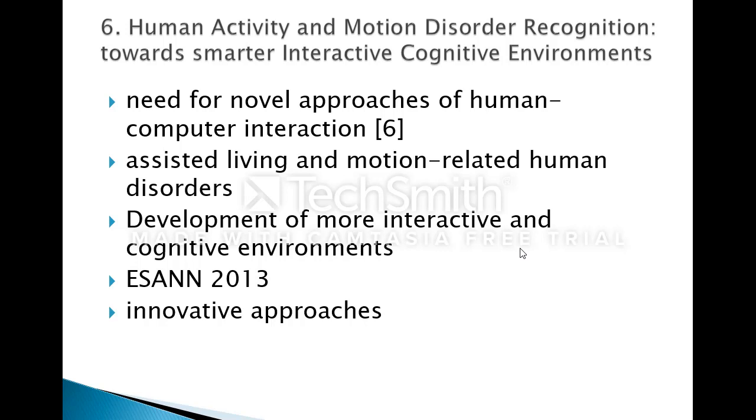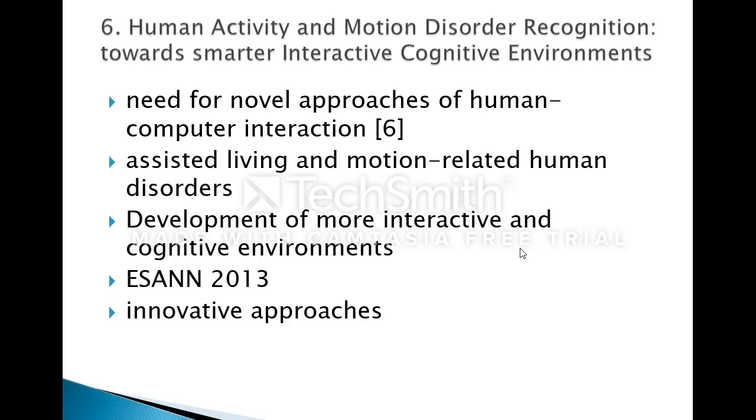The sixth research paper is about human activity and motion disorder recognition towards smarter interactive cognitive environments. HAR data was used to train the machine learning algorithm to detect motion disorders. The author here proposed the use of transition duration between two activities as an indicator to detect the motion disorders. The work presents several feature selection techniques, for example, metric-based feature selection to detect motion disorder, for classification of an observation, whether it suffers from Parkinson's disease or not.